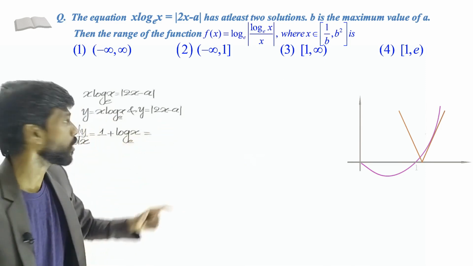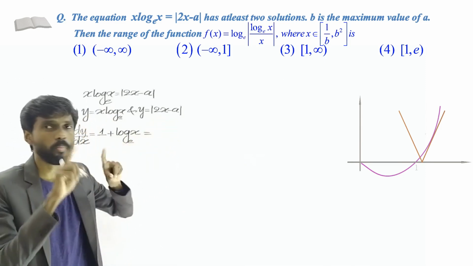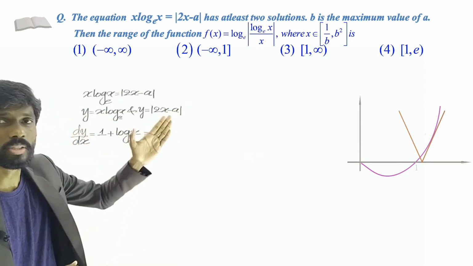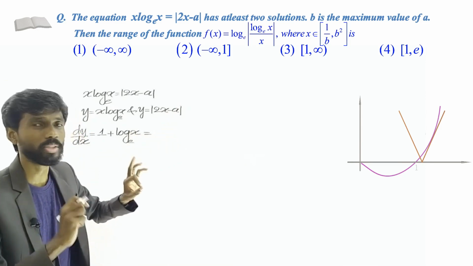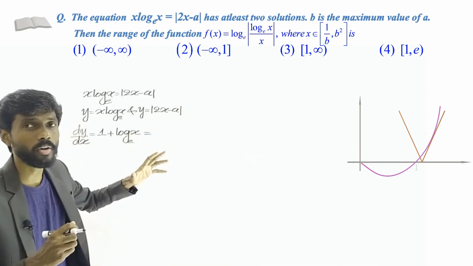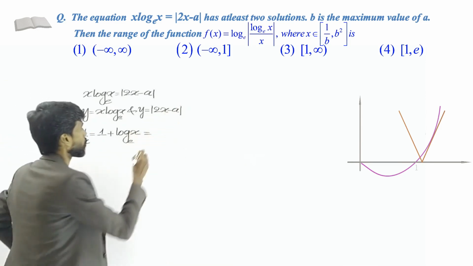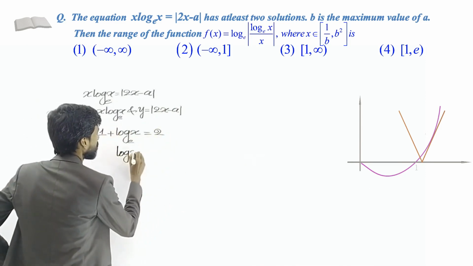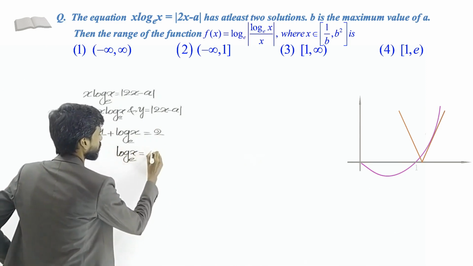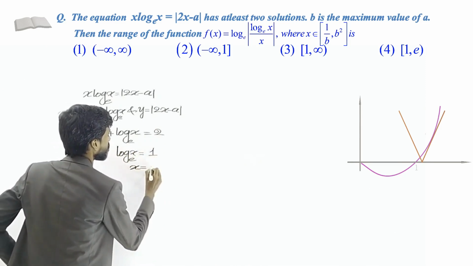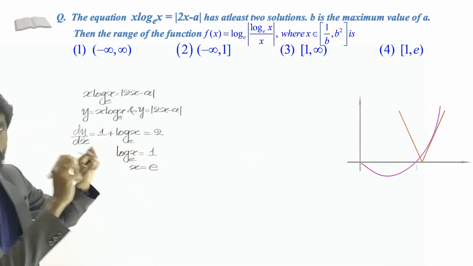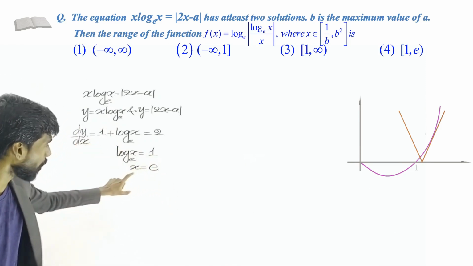To find the derivative, I am just considering 2x minus a, no modulus, because for that branch the value is positive. 2x, that is the positive part. So 2x minus a is already positive, which means you need not use the modulus. 2x minus a has derivative just 2. So then log x is 1, so we get the value of x is e. Okay, so we got the value of x. That means the point where the two curves touch each other has x coordinate e.